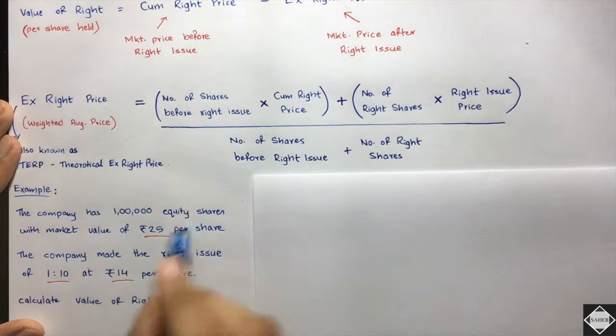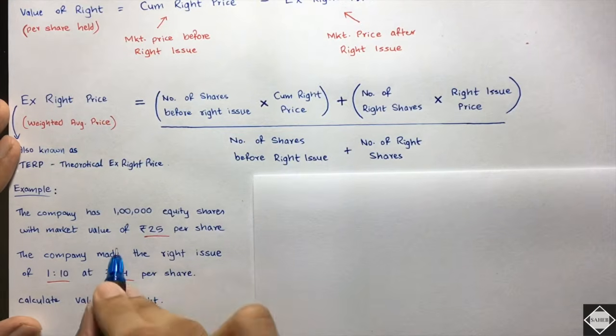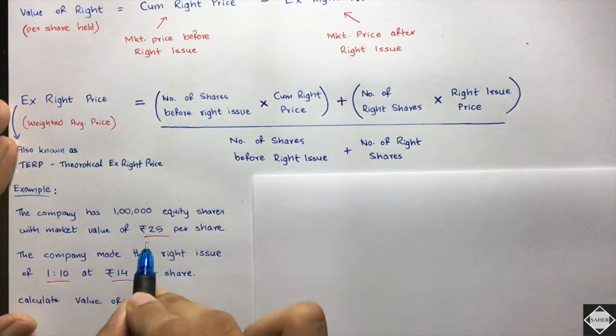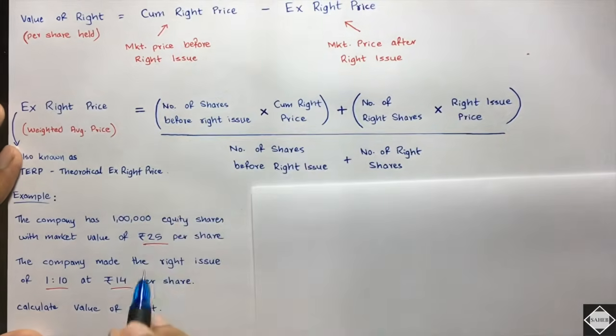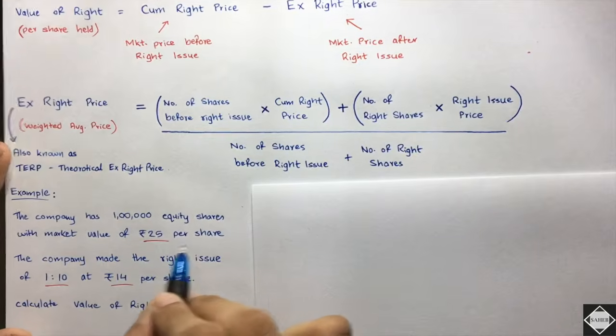The company has 1 lakh equity shares with a market value of 25 per share. Now this market value, what is this? This is the cum right price. Yes, this is the cum right price, a market value of rupees 25 per share.